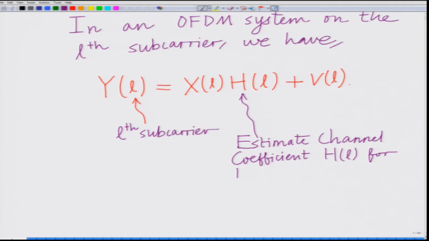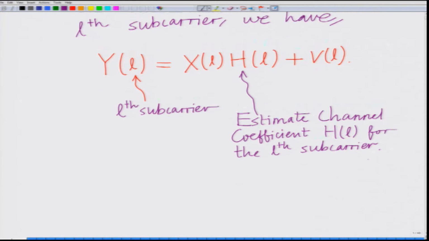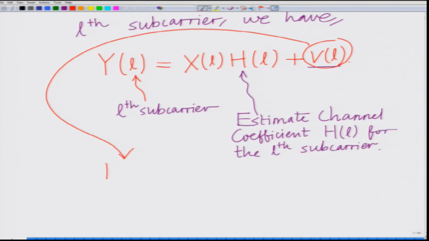And we have to estimate the channel coefficient HL for the Lth subcarrier. That is what we have to do, and towards doing that, let us first start by talking about the statistics of the noise, that is VL. So, first let us start with the properties of the noise. Let us start by deriving the properties of this noise component, the noise sample capital VL on the subcarrier.